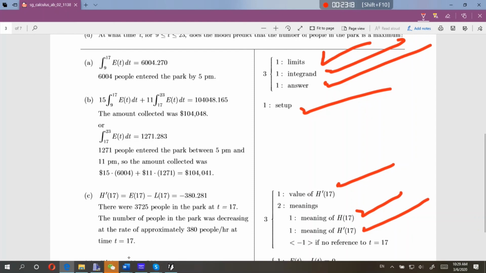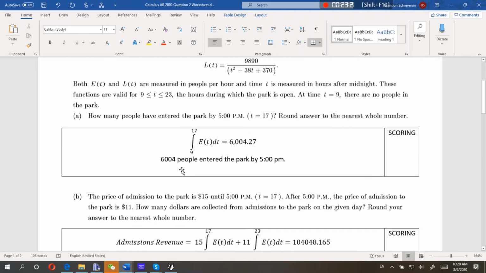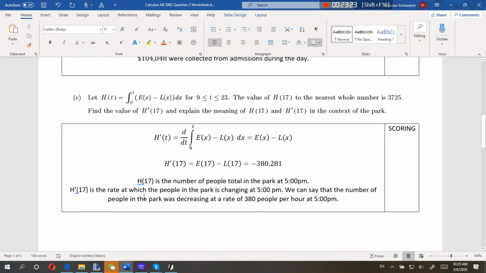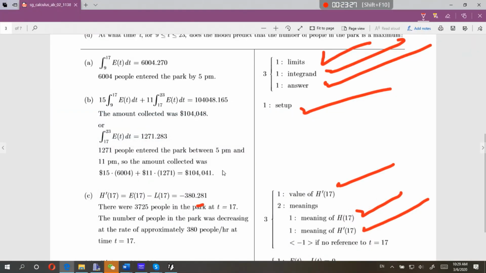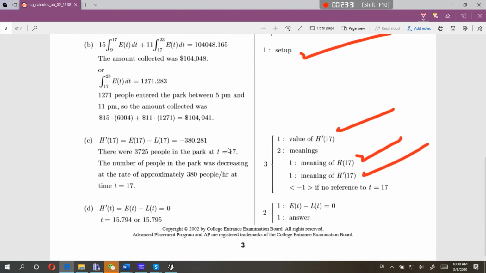Negative 1 if no reference to t is 17. Did we do that? Okay, we did, because we said 5 p.m. So we're okay. Then setting your difference equal to 0 and getting an answer of, okay, they did leave it like this, 15.795 or 15.794. Okay, we said 795, so we should be okay.